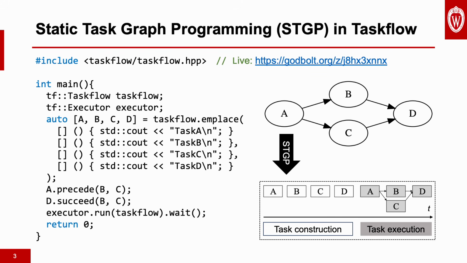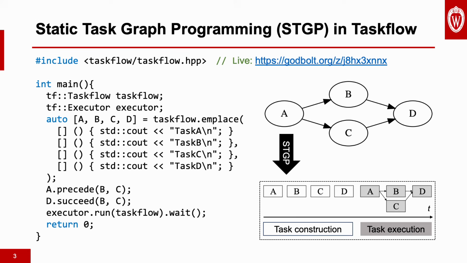Static task graph programming, or STGP, is the most basic programming model in Taskflow. It is based on a construct and run model. You define the task graph first, and then submit it to the executor for execution. Let's take a look at an STGP example.